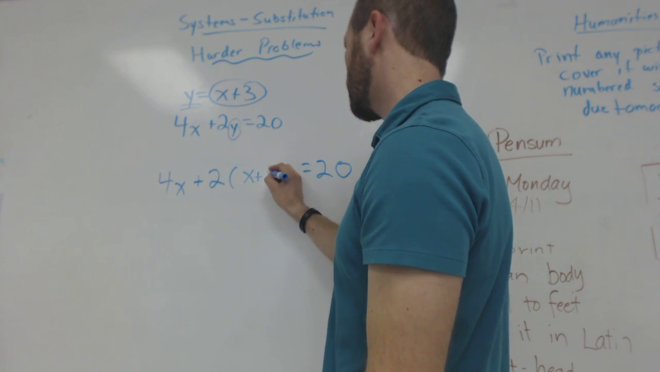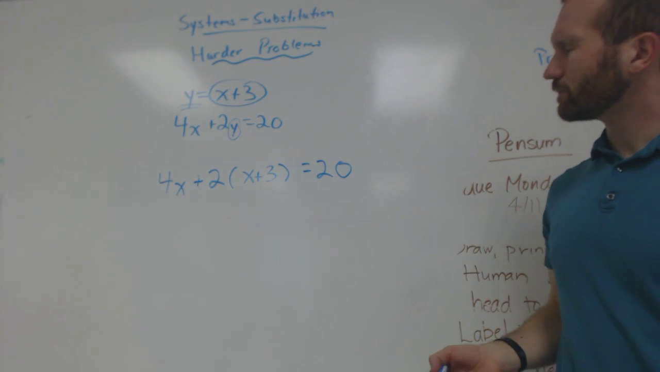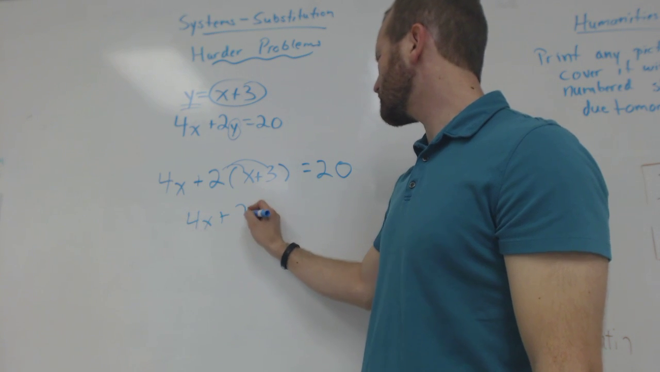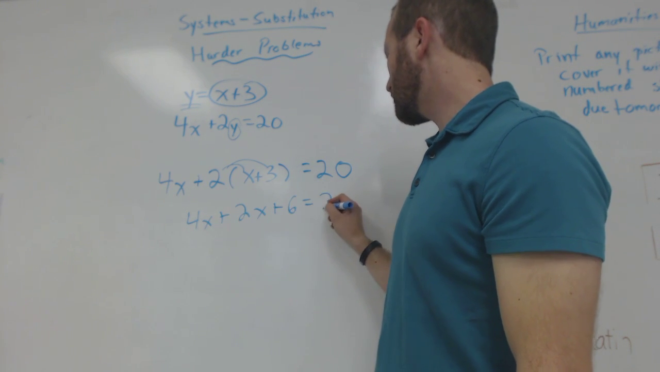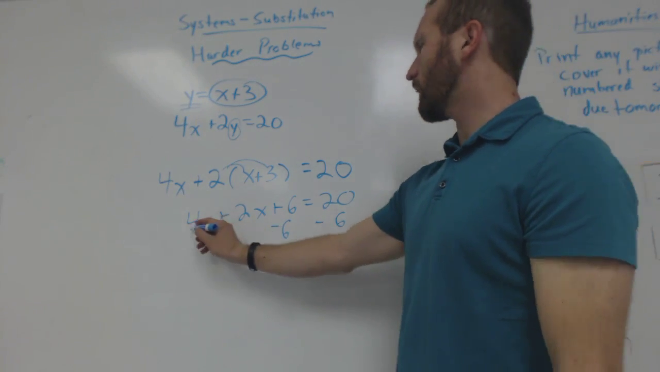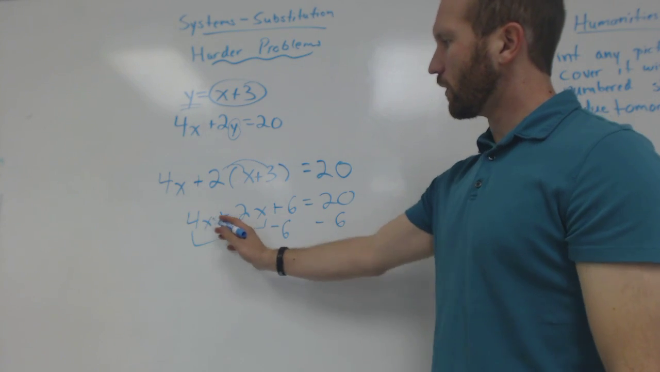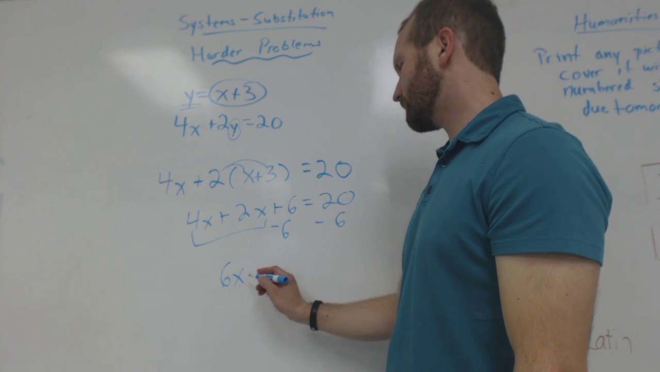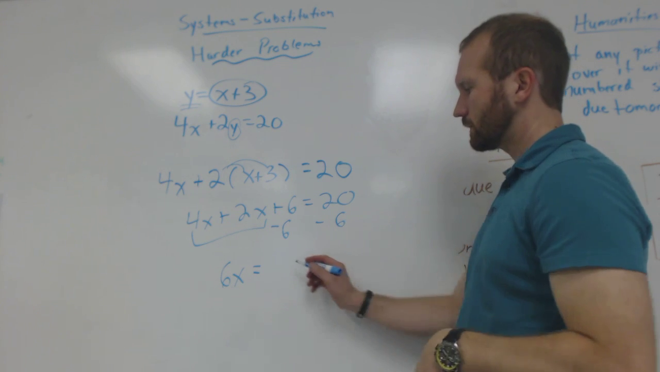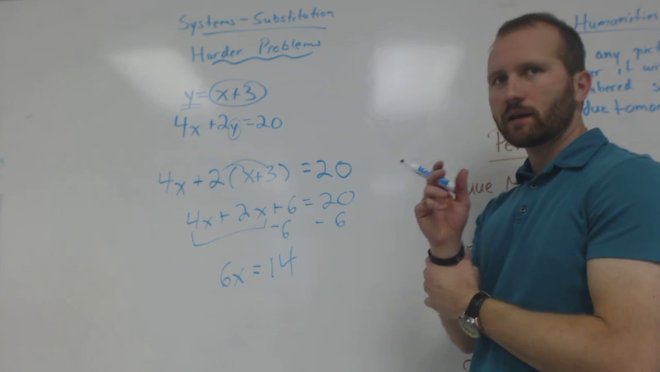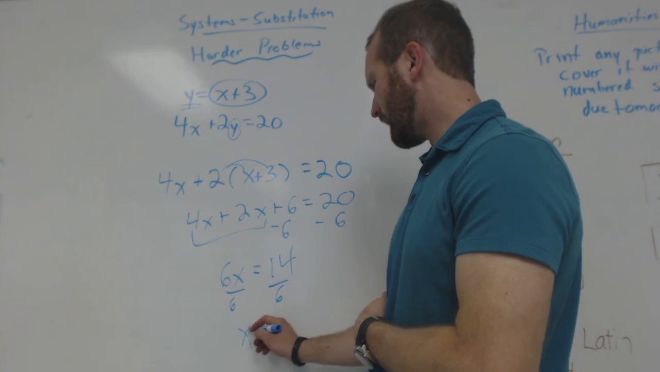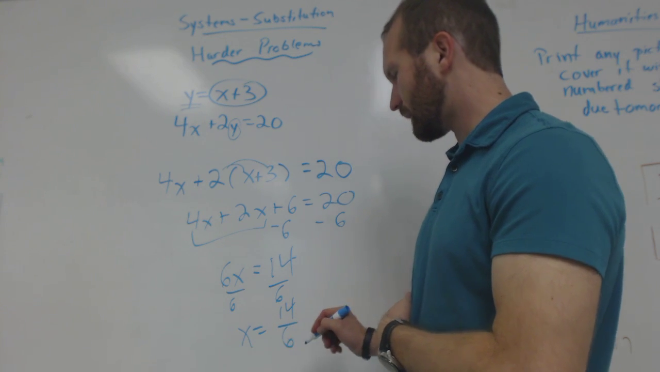So I write x plus 3. Okay, now I need to use the distributive property. So I have 4x plus 2x plus 6 equals 20. Subtract 6 from both sides. Combine my like terms. 4x plus 2x is 6x. Subtracted 6 here to get 0. 20 minus 6 is 14. Now we see why this is a little bit trickier. When I divide both sides by 6, x equals 14 sixths.